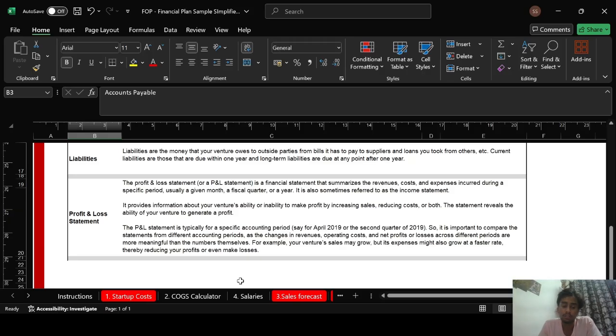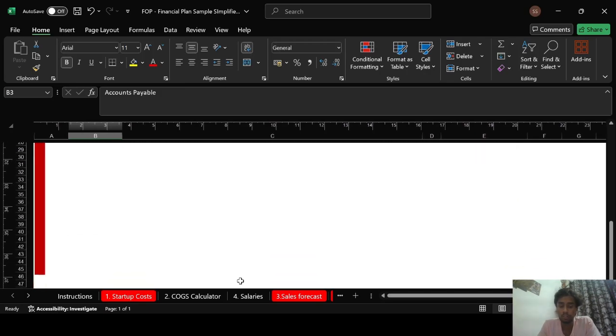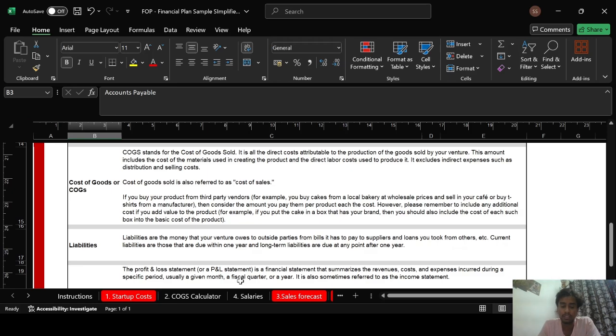The P&L statement is typically for a specific accounting period, so it is important to compare the statements from different accounting periods, as the changes in revenue, operating costs, and net profits or losses across the different periods are more meaningful than the numbers themselves. For example, your venture's sales may grow, but its expenses might also grow at a faster rate, thereby reducing your profits or even making losses. So yeah, these were the basic terminology.